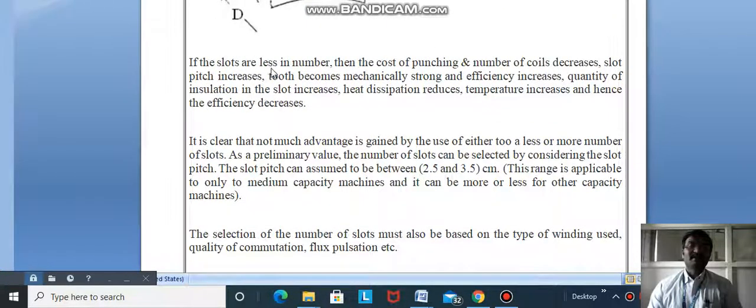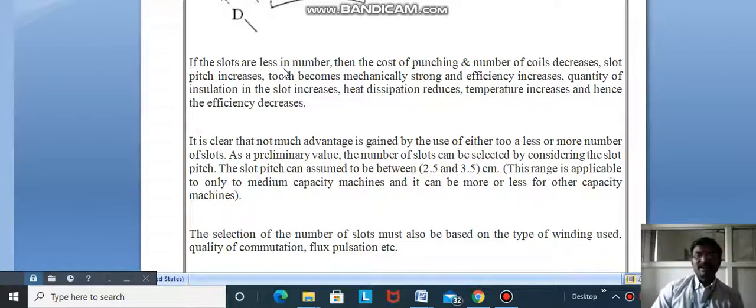If the slots are fewer in number, then the cost of the punching and the number of coils decreases. The slot pitch increases, the tooth becomes mechanically strong, and the efficiency increases. But as the slots increase, the quality of insulation, heat dissipation reduces, temperature increases, and hence the efficiency decreases. It is clear that not much advantage is gained by using either too few slots or too many slots.